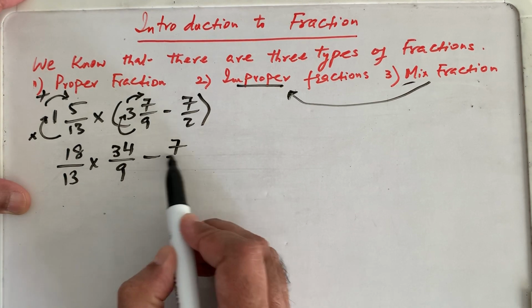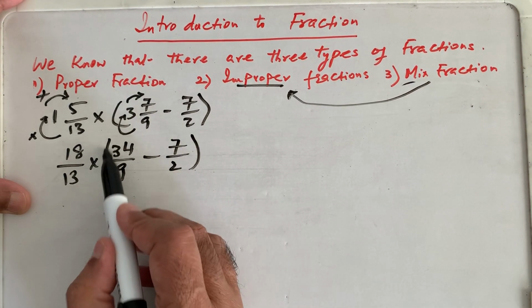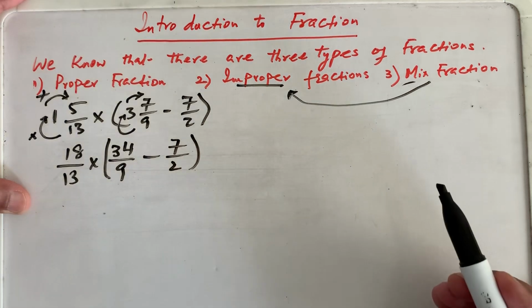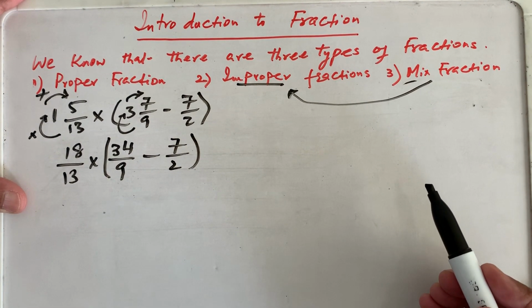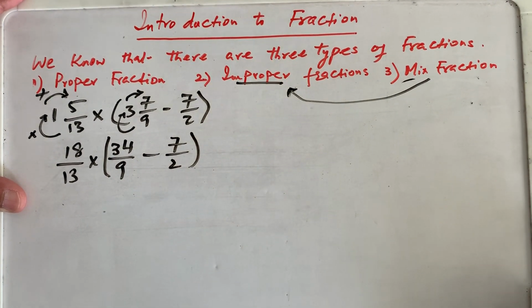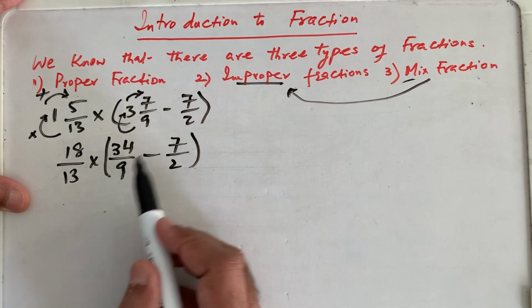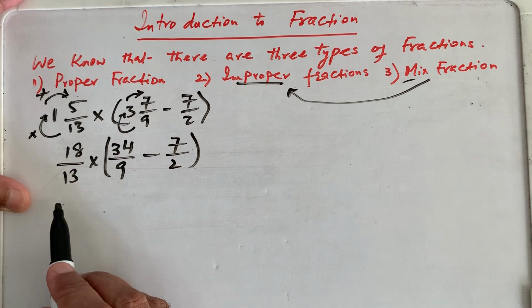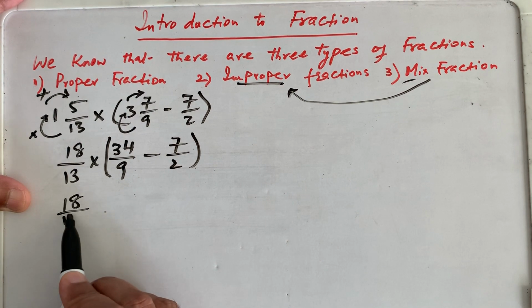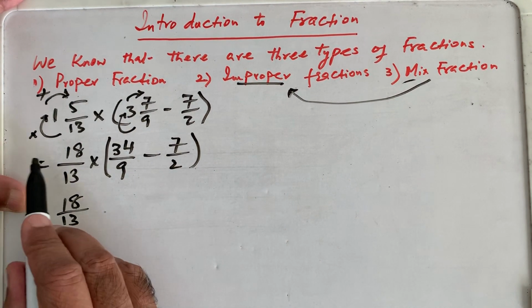minus 7 over 2. And by BEDMAS, we know that we have to solve this bracket first, right? B is for bracket, so we have to solve the bracket first. So we will see how to solve the addition and subtraction of the fractions. We learned that we have to have a common denominator to add or subtract the fractions.